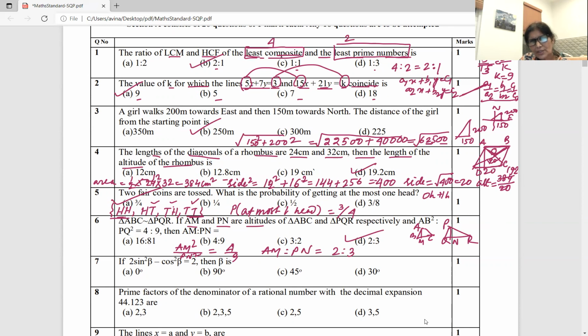So what is the concept here? The ratio of altitude is the same as the ratio of sides. The ratio of the squares of the sides is given. So we can get the side ratio first, that is 2:3. This is the same as the ratio of altitude. So this is the answer.